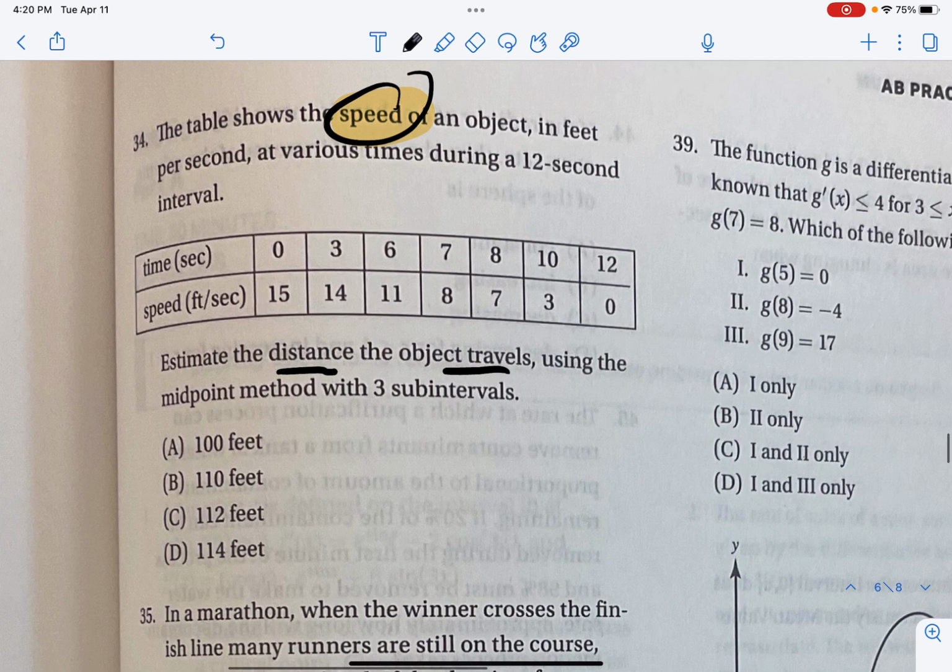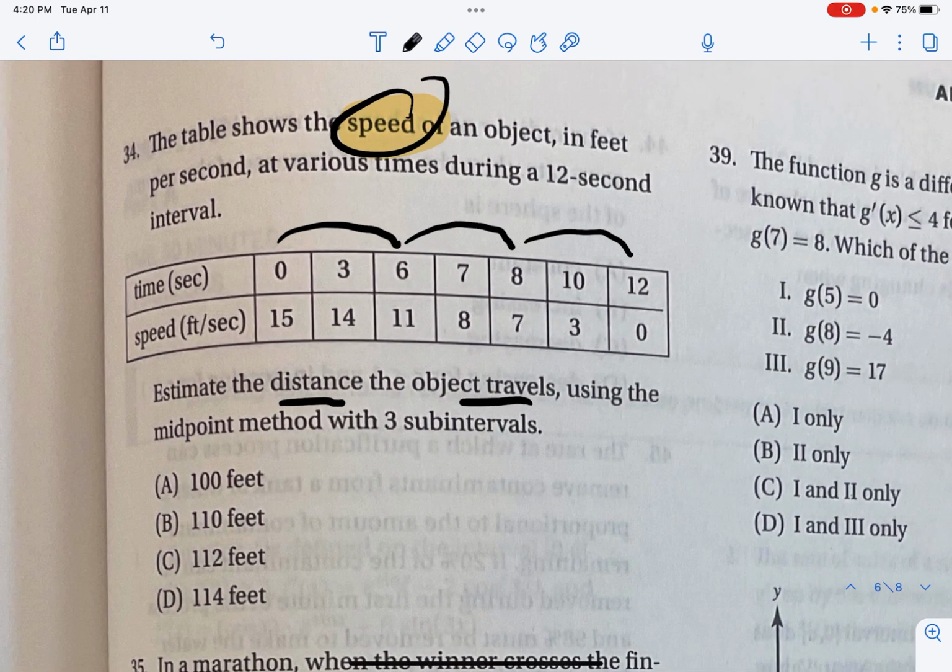Okay, so we have 3 intervals, 0 to 6, 6 to 8, 8 to 12, and we're going to use a midpoint approximation. For this first period, it lasts 6 seconds, and the quote-unquote average speed from the midpoint is 14. Right, and we do have a calculator, so actually I'll leave that. Here, this lasts 2 seconds, and from the midpoint, it's going 8 feet per second. This one lasts 4 seconds, and from the midpoint, it's going 3 feet per second.